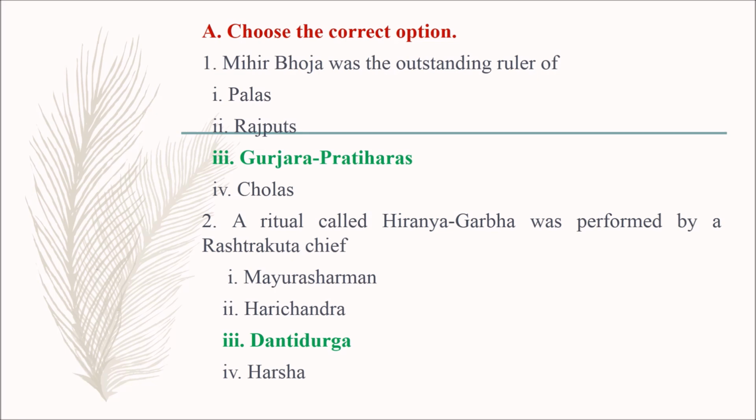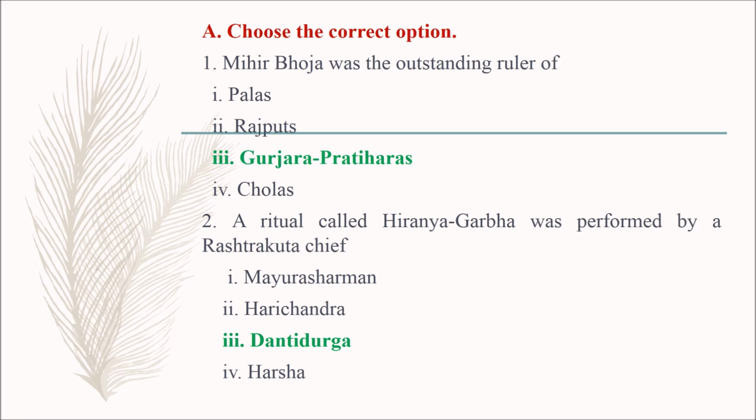Section A. Choose the correct option. Question number 1. Mihir Bhoja was the outstanding ruler of option 1 Palas, option 2 Rajputs, option 3 Gujjara Pradikaras, option 4 Cholas. So the correct answer is option 3 Gujjara Pradikaras.